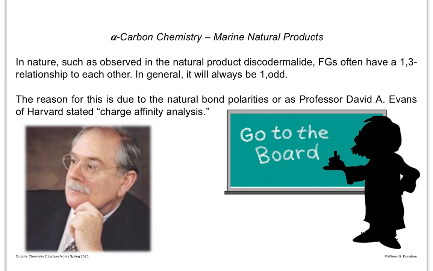So just to put some of this in historical context, there are logical ways of describing this. At Harvard University, there's a professor, E.J. Corey. He published a book, The Logic of Chemical Synthesis, where you're examining these functional group relationships. The professor shown here is David Evans. His way of thinking about it was called charge affinity analysis. I like thinking about it in those terms because it's just electronegativity and how you make bonds based on that.